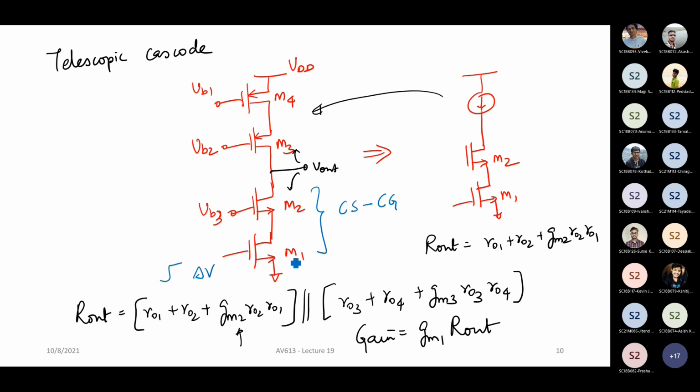Now this common source has a gain of gm1 multiplied by the impedance seen at this node. Now what is the impedance seen at this node? Looking down you see ro1, looking up you see 1 over gm2. 1 over gm2 will dominate. So you can kind of write this as delta V times gm1 divided by gm2.